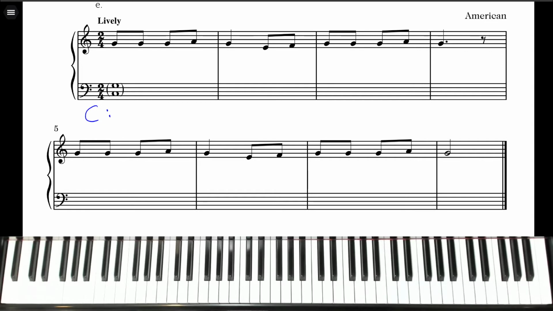Next, we need to determine the notes in the 1 chord of C major and the 5 chord. In this case, the 1 chord is C, E, G. The 5 chord is G, B, D.